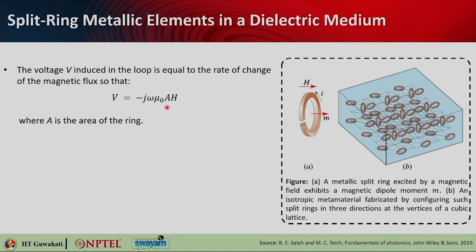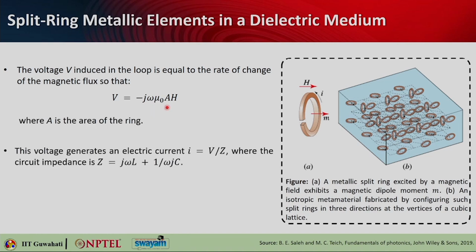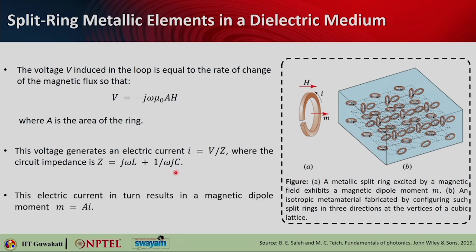A is basically the area of the ring, H is the magnetic field, mu naught is the vacuum permeability, and omega is the frequency of the incident wave. From that voltage you can also find the current, so I equals V by Z. Z is basically the circuit impedance. Here you know that there is an inductor and a capacitor in series, so you can find Z as j omega L plus 1 over j omega C.